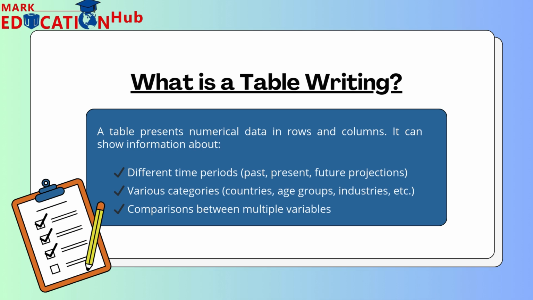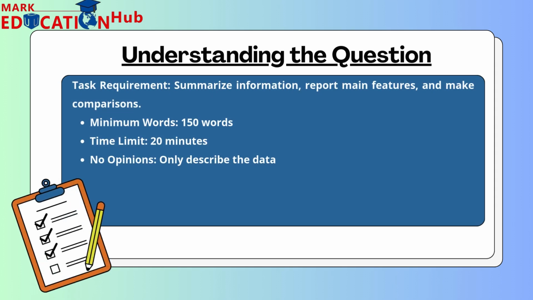To achieve a high score, focus on comparing significant figures, describing trends effectively, and maintaining a clear, concise, and coherent response. In IELTS Writing Task 1, your goal is to summarize the given data, highlight the main features, and make meaningful comparisons without adding personal opinions. The task requires a minimum of 150 words and should be completed within 20 minutes, making time management crucial.